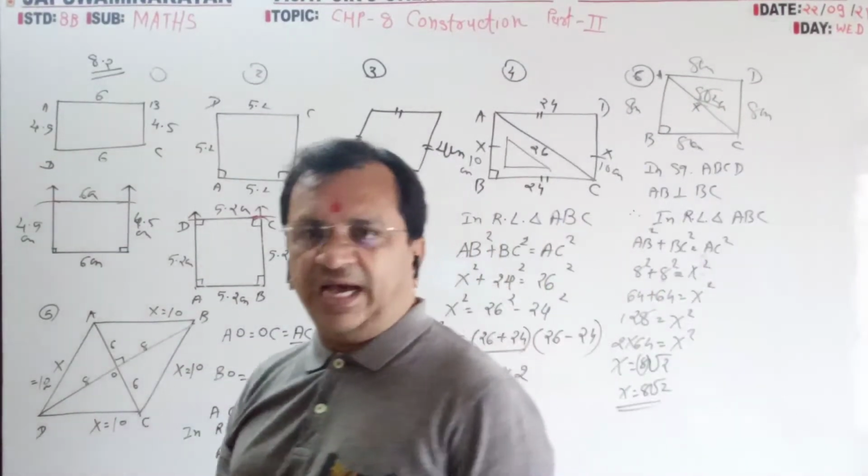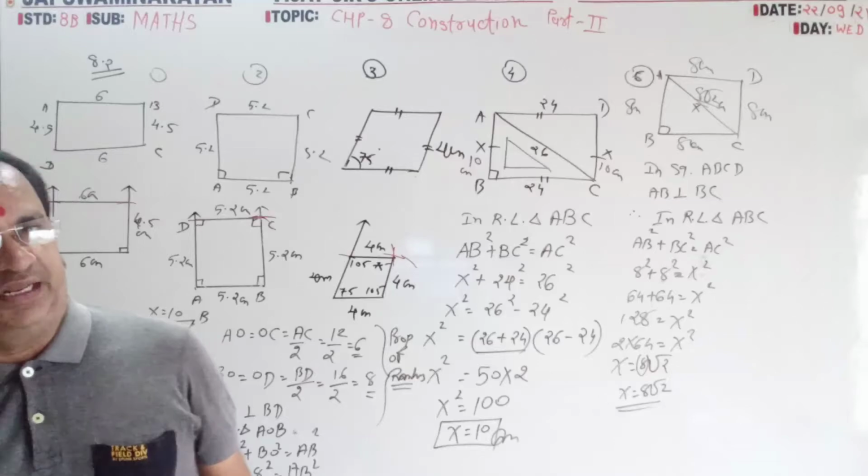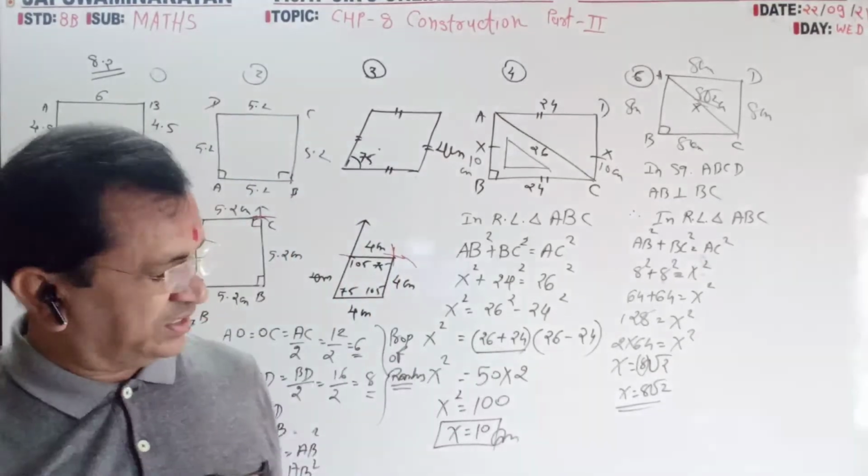How to find out the diagonal of a rectangle? Sorry, square.